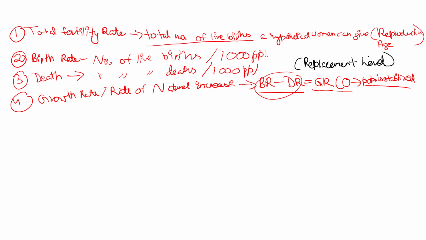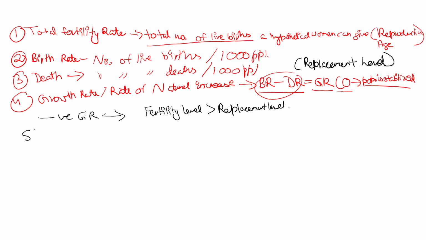So there was a time when negative growth rate took place in some countries like Japan, Russia, Italy, and Eastern Europe. Here, what actually happened was the fertility level was less than the replacement level. Now let's understand the fertility rate.